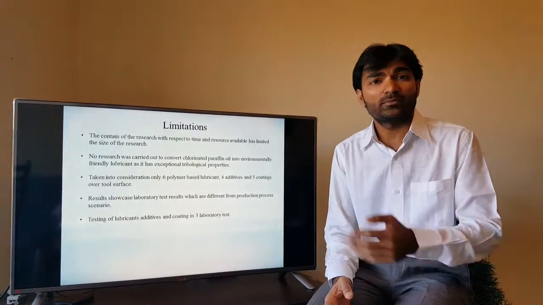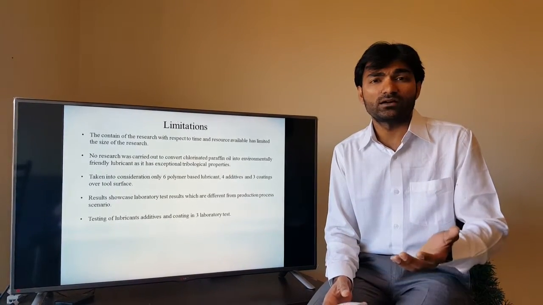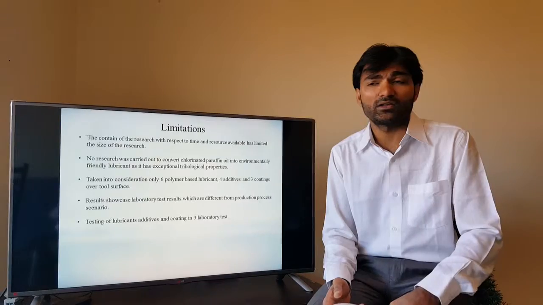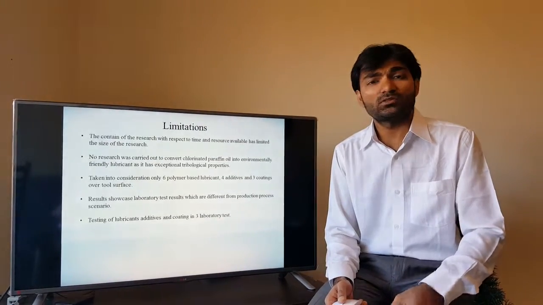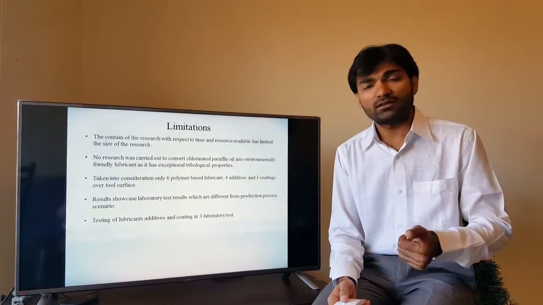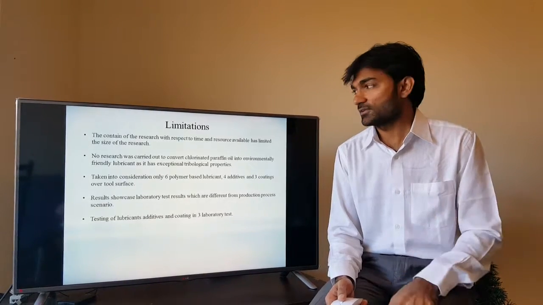The laboratory tests were carried out. The laboratory tests are different from the production scenario, and the tests were carried out only on 3 things, that is the butt end tension test, drawbend test and strip reduction test.